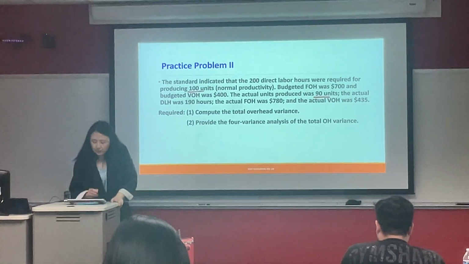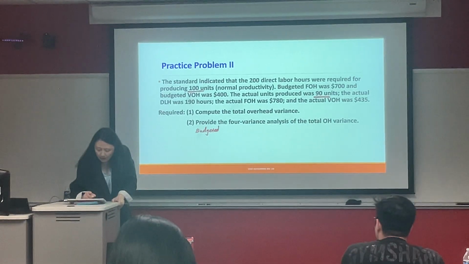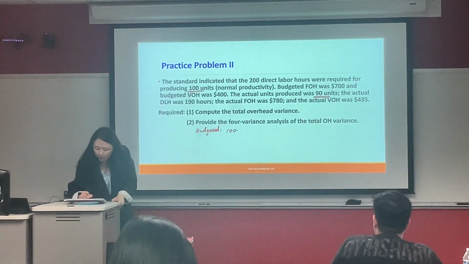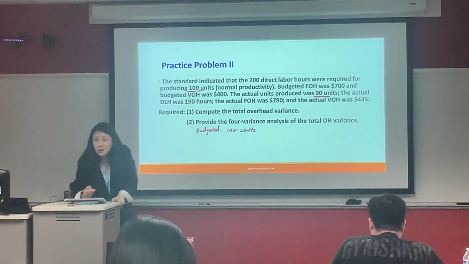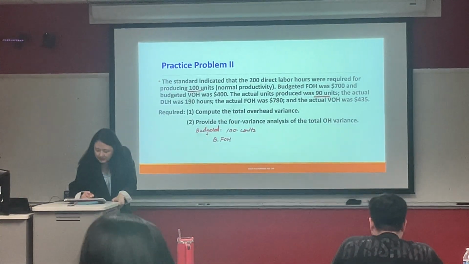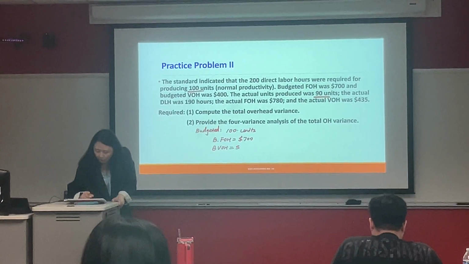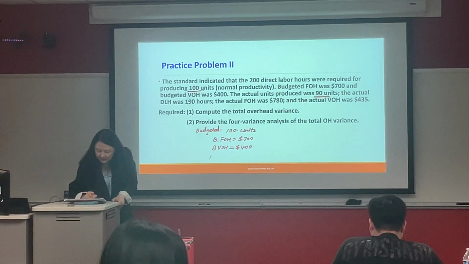All right. So then, let me put that in. Okay. So it's a budgeted model. All right. So I'm gonna put 100 units. All right. For the 100 units, the budgeted fixed overhead is 700. The budgeted variable overhead is 400. Okay, the budgeted direct labor hours is 200.